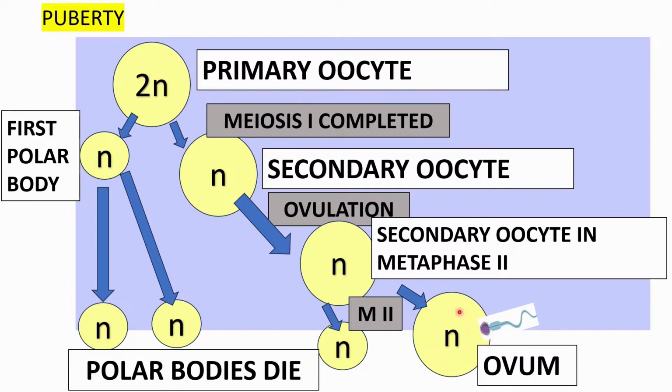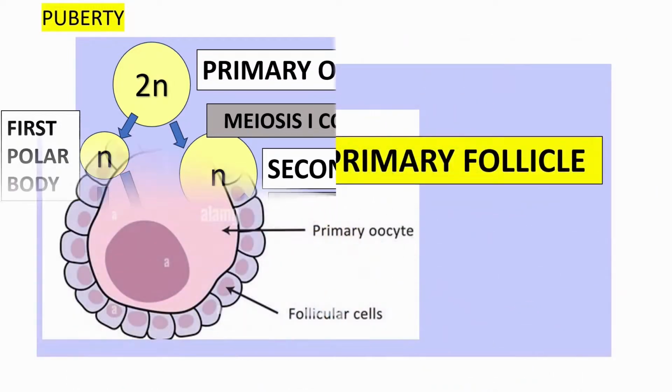So what happened to this first polar body? This first polar body either degenerates, or it will also undergo meiosis 2, and lastly form the polar bodies. And lastly, all these polar bodies will degenerate. Okay, so next we shall proceed with the follicle development.